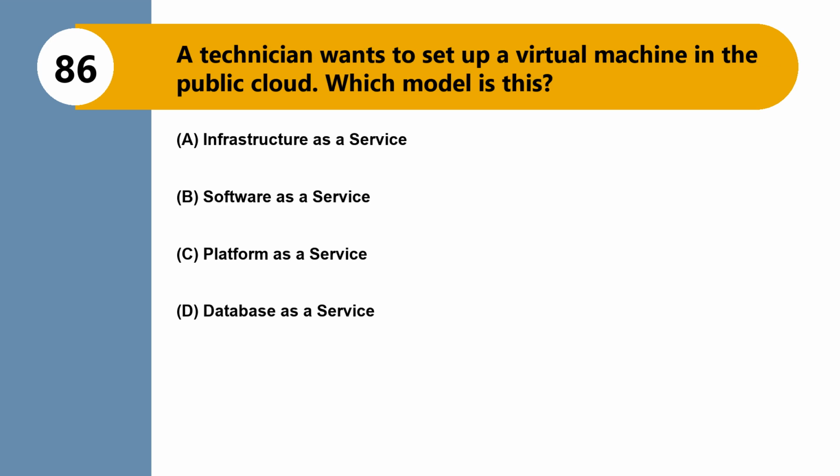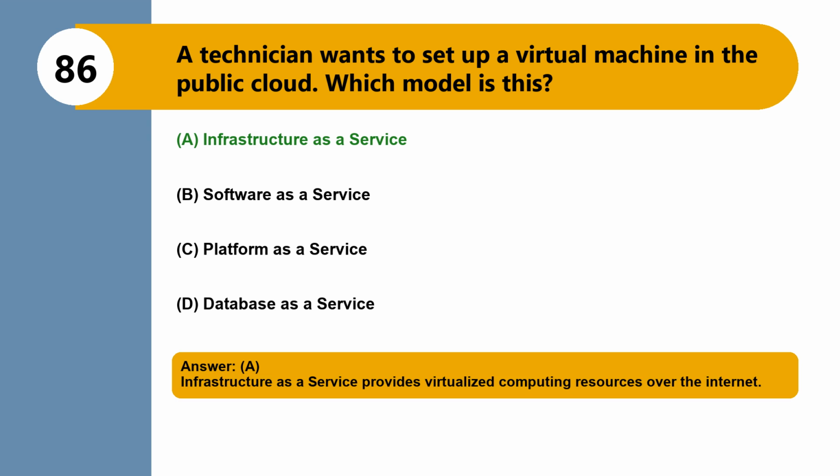Question 86. A technician wants to set up a virtual machine in the public cloud. Which model is this? Option A, infrastructure as a service. Option B, software as a service. Option C, platform as a service. Option D, database as a service. The correct answer is option A, infrastructure as a service. Infrastructure as a service provides virtualized computing resources over the internet.